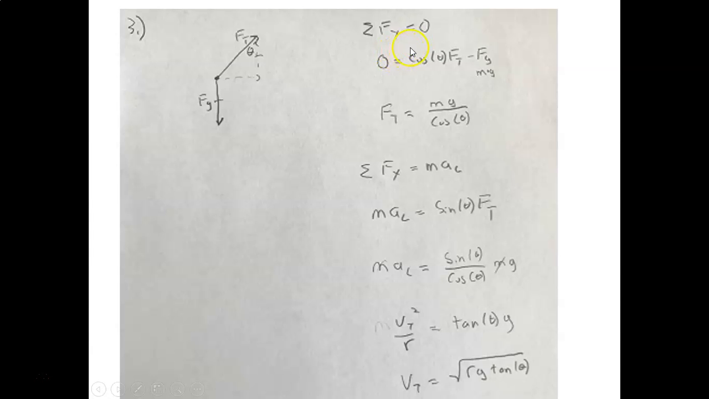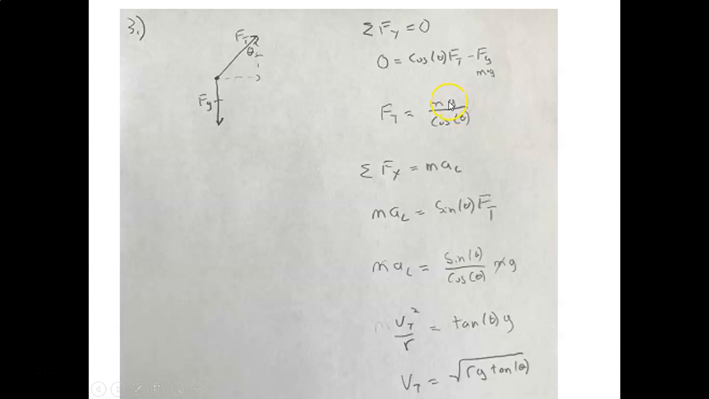So we say the sum of the forces in y equals 0. So 0 equals, and I said up is positive, cosine of theta times Ft minus mg. Basically what we're saying is this right here has to equal this. So the cosine of theta times Ft equals mg. Solving for Ft, you get Ft equals mg over cosine of theta. It didn't tell us to solve for that, but little spoiler, we're going to want that.